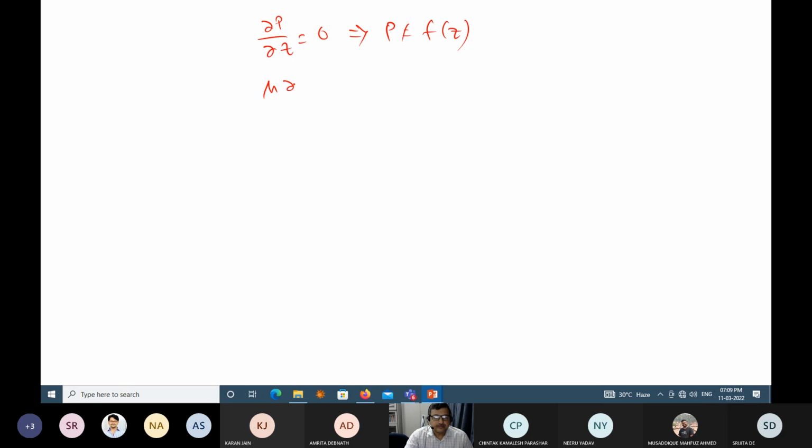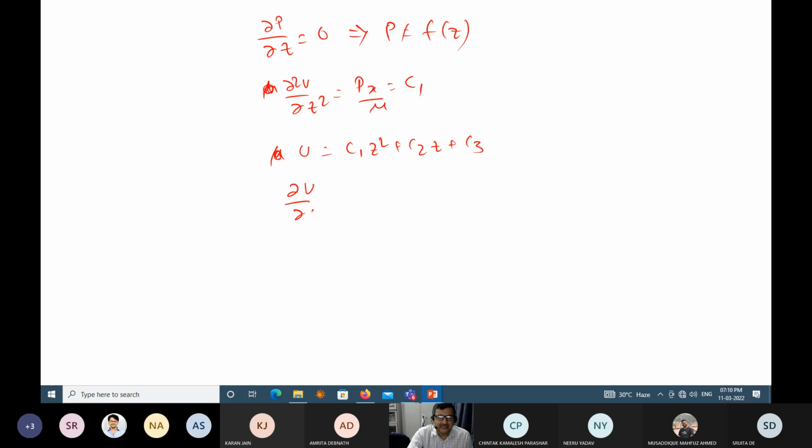So mu del square u by del z square is equal to px, which I consider to be constant because it's not a function of z. So u becomes c1 z square plus c2 z plus c3, where px by mu can be derived as a constant c1. So u is equal to c1 z square plus c2 z plus c3.